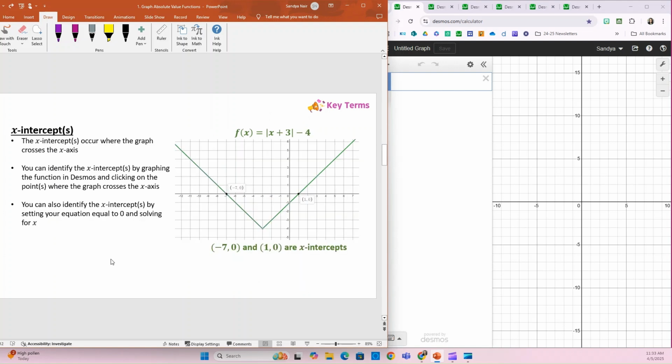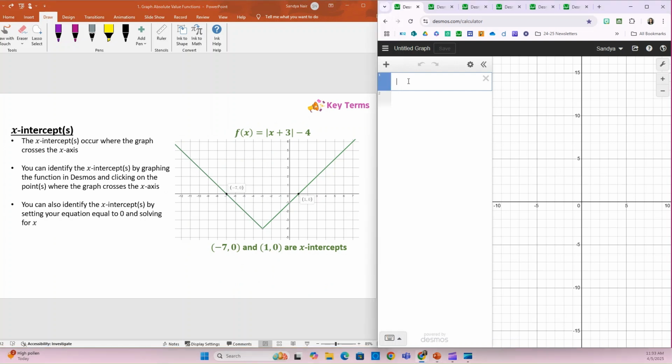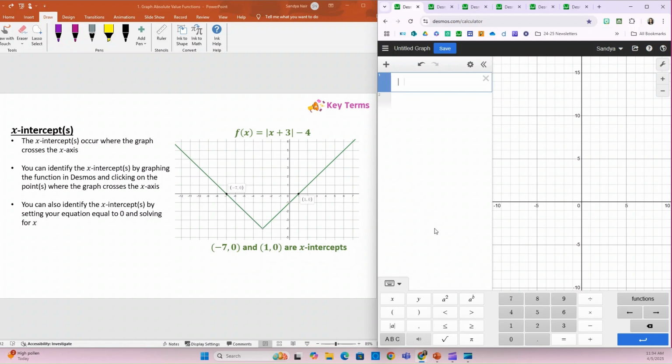The x-intercepts will be where the graph crosses the x-axis, and when you're in Desmos and you graph your function, remember you can just click on those points to identify the x-intercepts. I wanted to identify the x-intercepts of the absolute value of x plus 3, minus 4. I could just go to Desmos, and remember from the keypad here, I could get the absolute value, and then I do x plus 3, and then remember I have to click outside to do the minus 4.